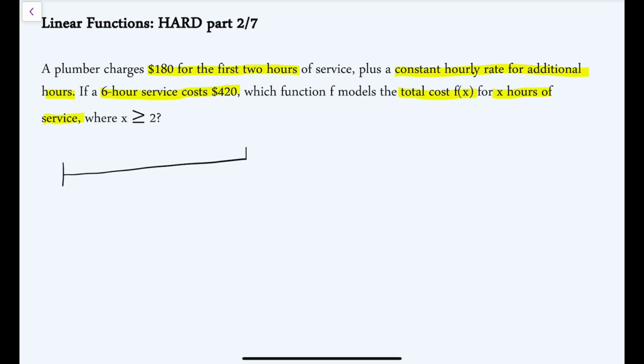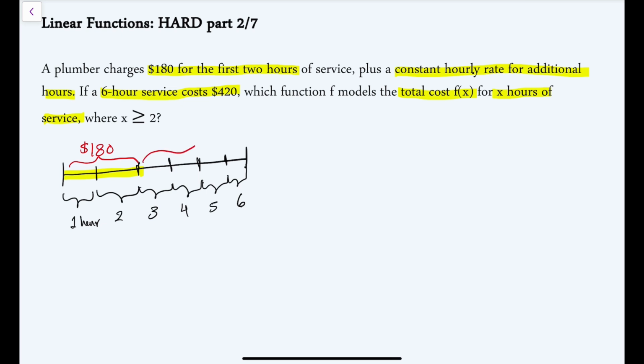Suppose we have a plumber, right? We have 1 hour he works, 2nd hour, 3rd, 4th, 5, and then 6. 2 hours, 3 hours, 4, 5, and then the 6th hour. Okay? The first 2 hours he works costs $180. That's just here. Then the remaining amount for the remaining hours will be something else that needs to add up to a total of $420. Right? This is just breaking down the scenario and understanding the context.